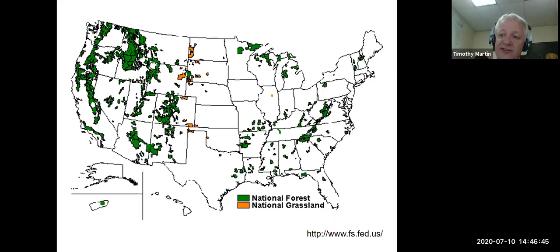So the U.S. Forest Service is in the U.S. Department of Agriculture, the USDA. So the Secretary of Agriculture is the cabinet level officer that ultimately is responsible for the U.S. Forest Service. The mission of the U.S. Forest Service is to sustain the health, diversity, and productivity of the nation's forests and grasslands to meet the needs of present and future generations.